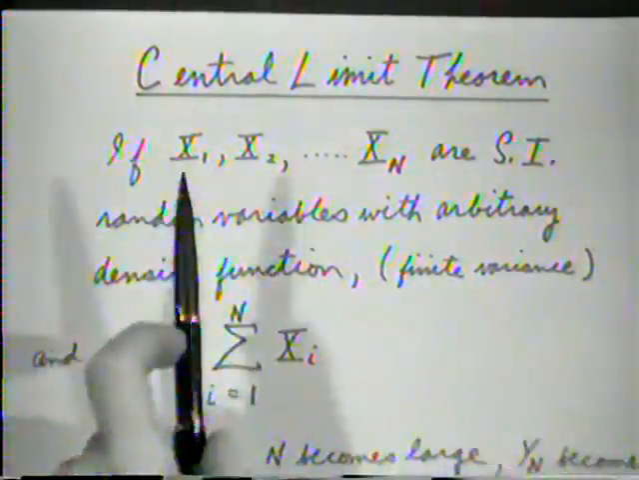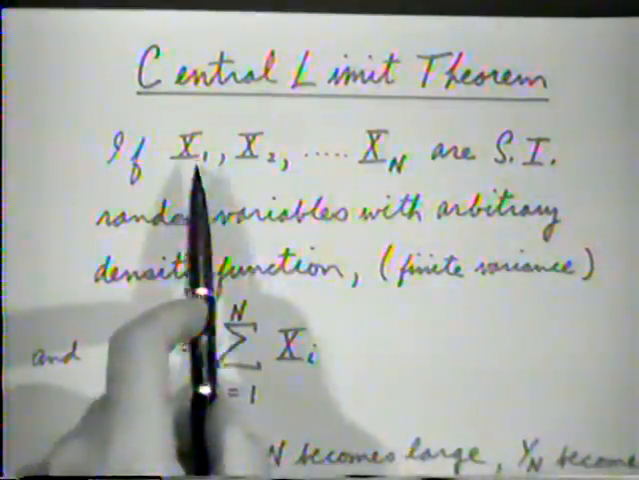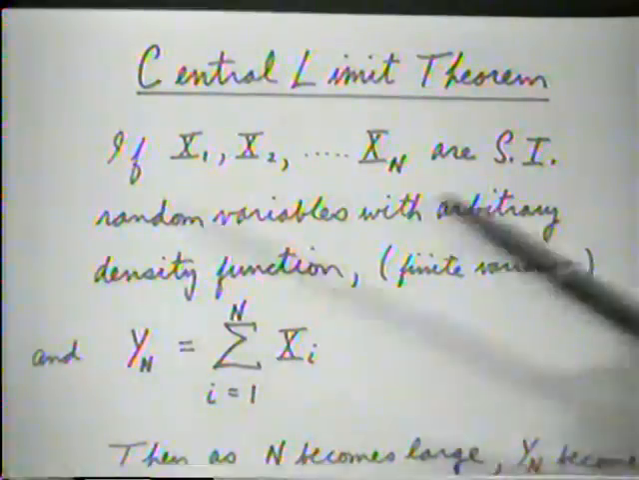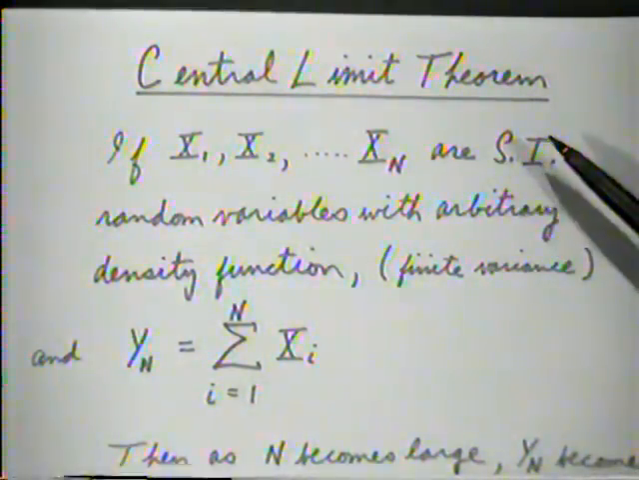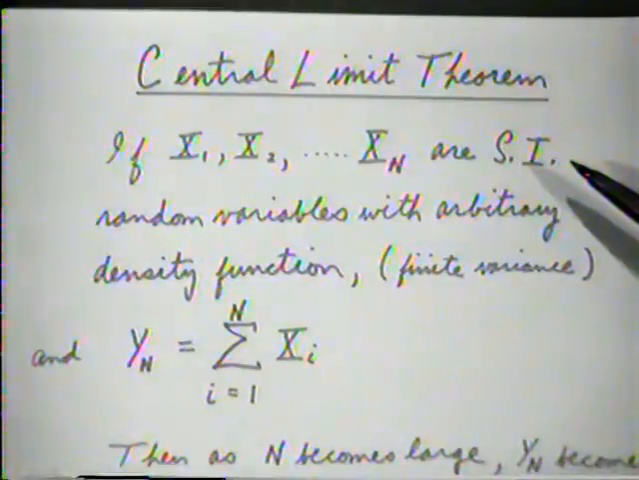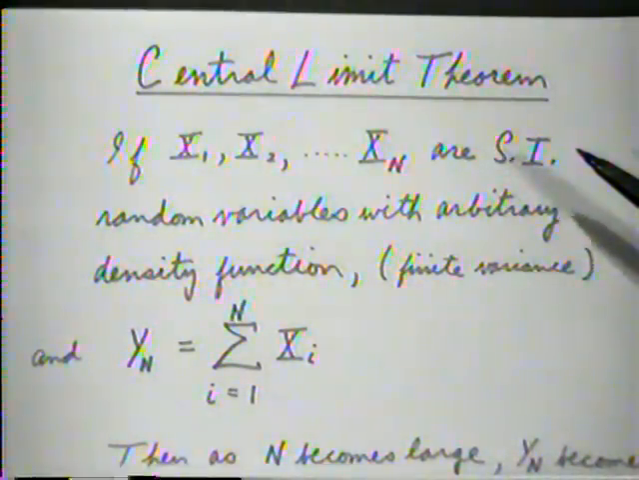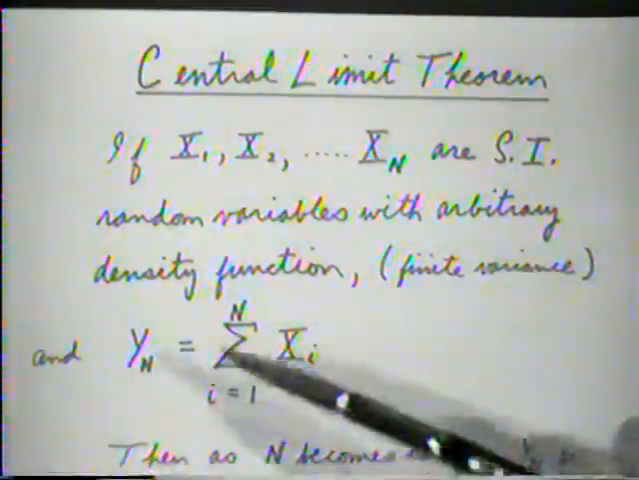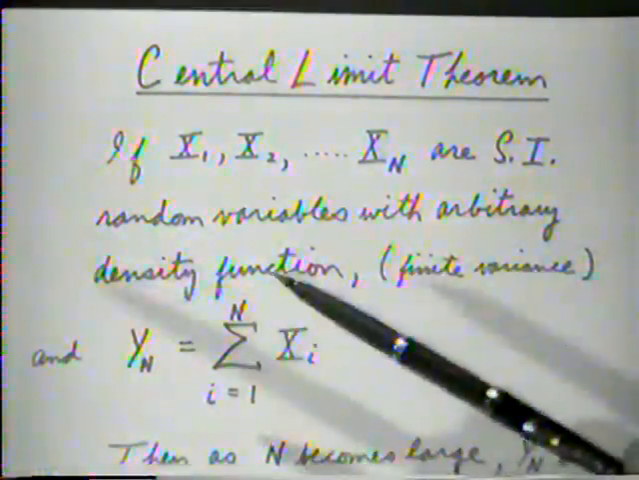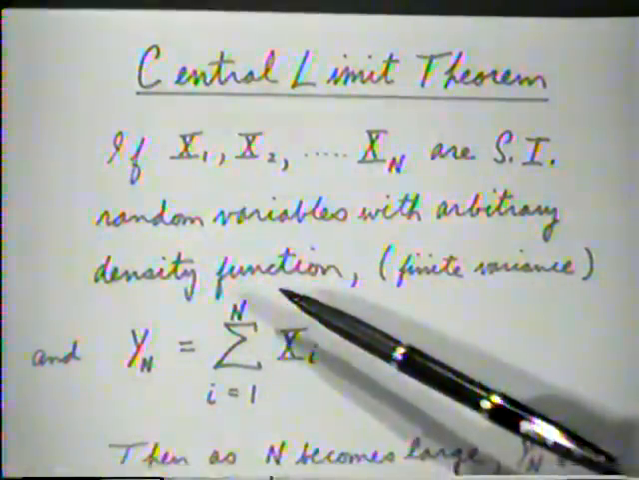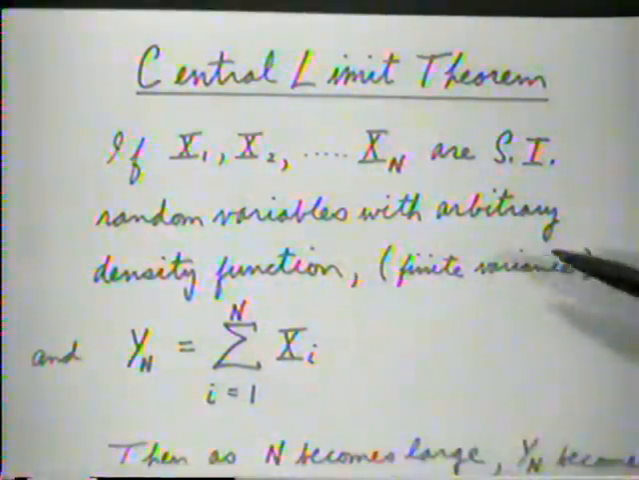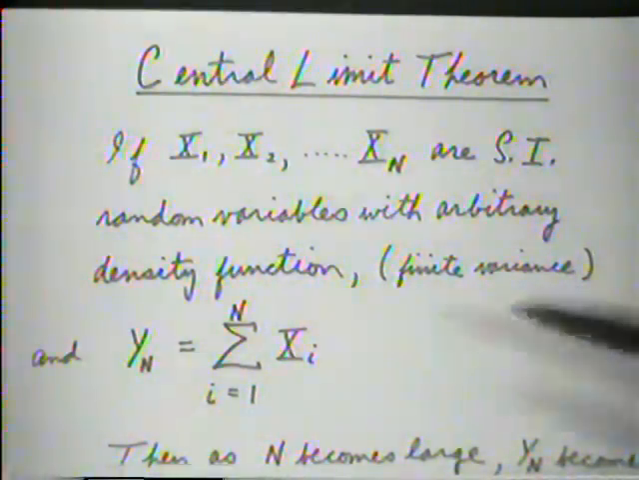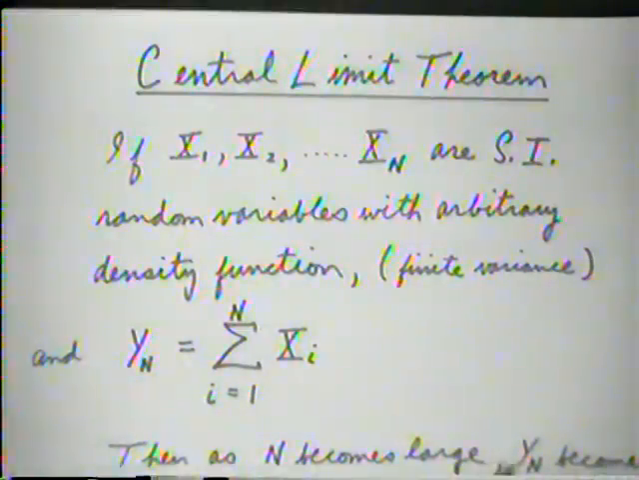It says that if we have a set of random variables, capital X1, X2, and so forth, up to capital Xn, and that these random variables are statistically independent, that's an important condition, and that these random variables have themselves arbitrary density functions. You can have any density function at all. It doesn't matter what their individual density functions are, except that each of them should have finite variance. It means they have finite power. That is a restriction which we add.